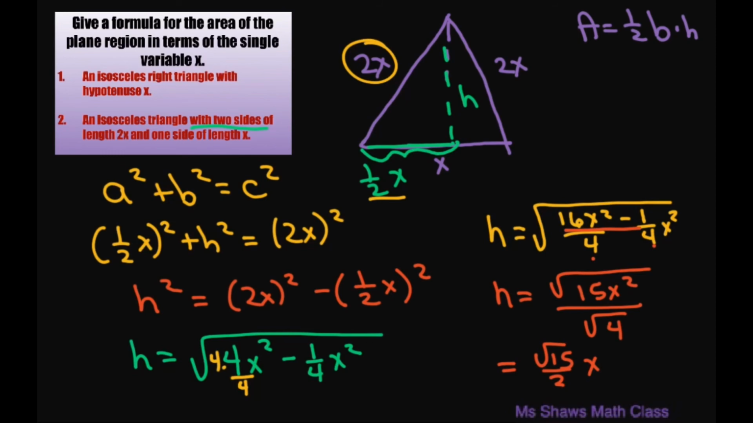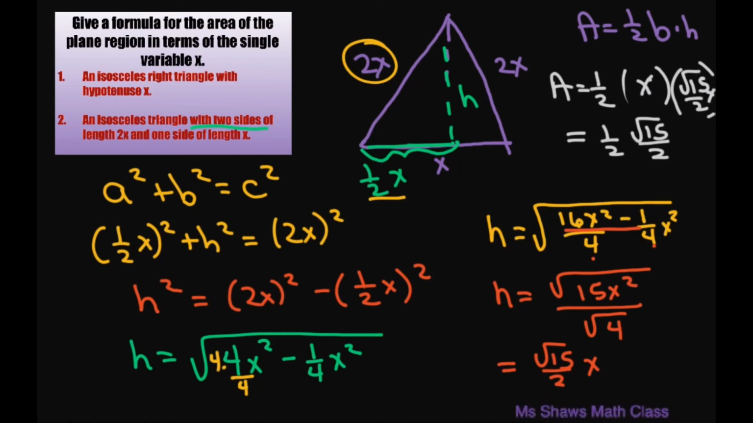Now we can substitute it in for our formula. Area equals 1/2 base. My base is 1/2 x, or it's just x. Yeah, it's just x. Sorry about that. We take the whole base. So x times your height, which is square root of 15 divided by 2 times x. So this is going to give you 1/2 times square root of 15 divided by 2, x squared. And finally, we want to go ahead and multiply the 1/2 by this, so you're going to get square root of 15 divided by 4, x squared.